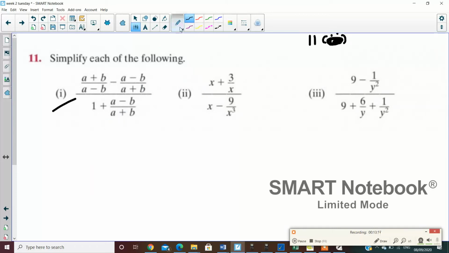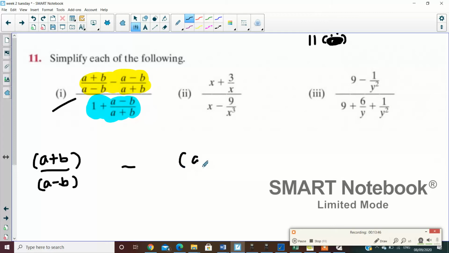So usual method, yellow part and the blue part. You need to sort them out separately to each other. Okay. Yellow part's going to be a plus b over a minus b. Let's put them both in brackets because you're going to have to. Minus a minus b and a plus b.